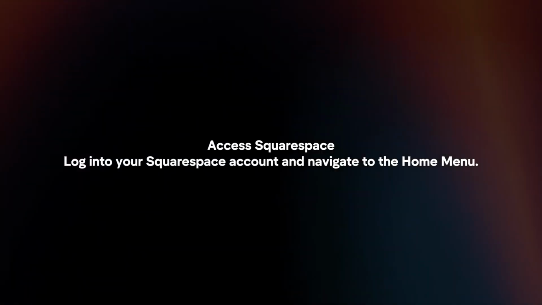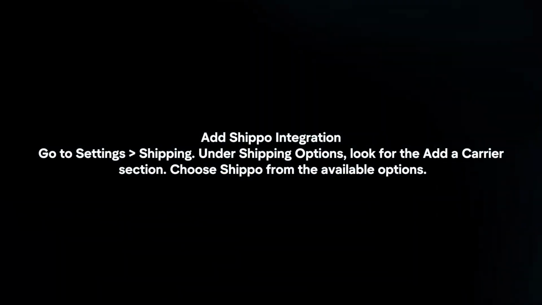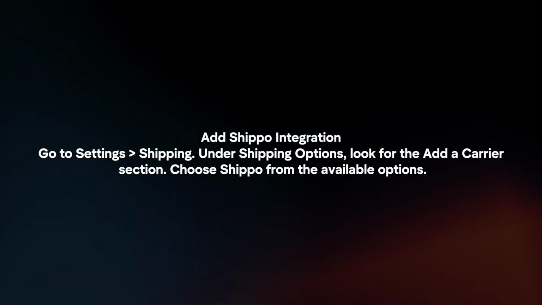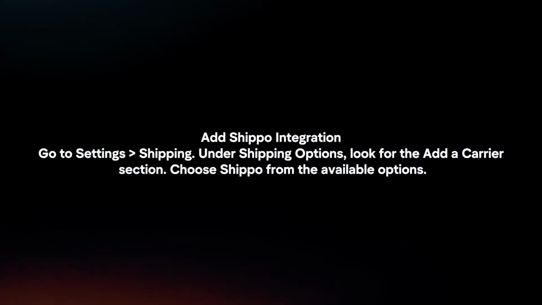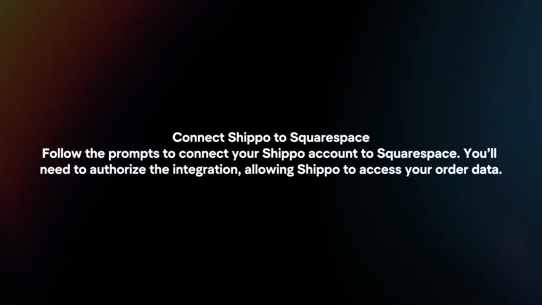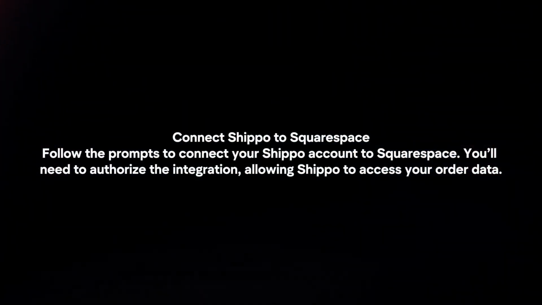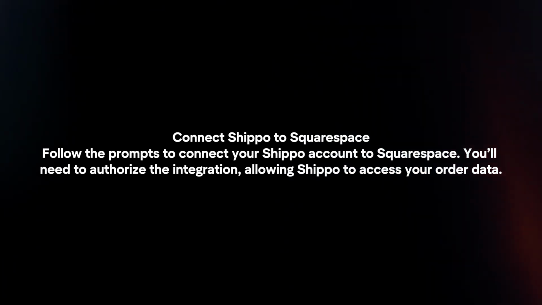Access Squarespace. Log into your Squarespace account and navigate to the home menu. Add Shippo integration. Go to Settings, Shipping. Under Shipping Options, look for the Add a Courier section. Choose Shippo from the available options. Connect Shippo to Squarespace. Follow the prompts to connect your Shippo account to Squarespace. You will need to authorize the integration, allowing Shippo to access your order data.